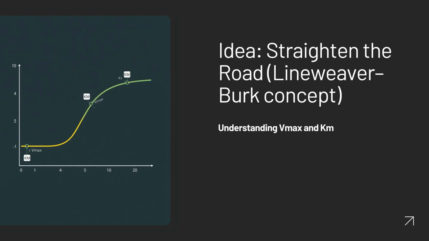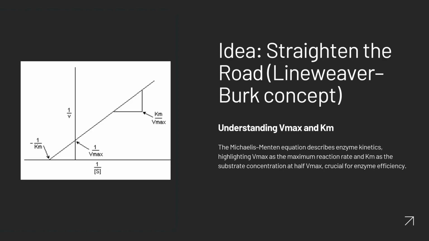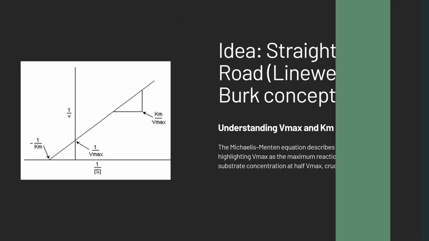Imagine the curvy road of the Michaelis-Menten graph. If we straighten that road, it's easier to measure distances. That's exactly what the Lineweaver Burk plot does. We plot 1/V versus 1/S. Taking reciprocals turns the curve into a straight line.